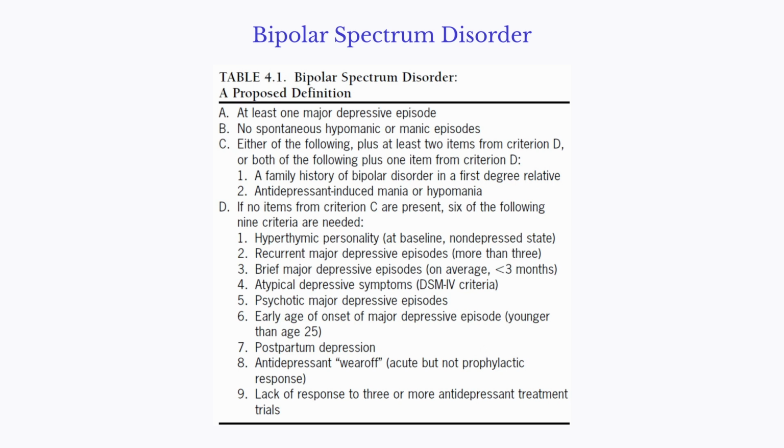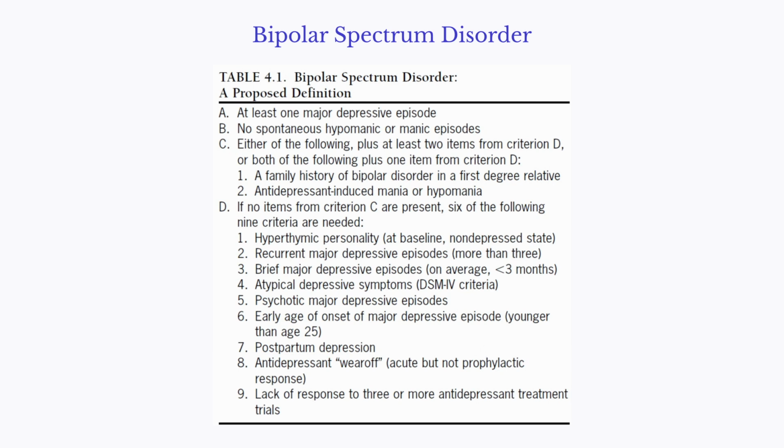So Dr. Ghaemi actually gives us a proposed definition with criteria of bipolar spectrum disorder that can be pretty useful. The criteria is at least one major depressive episode, no spontaneous hypomanic or manic episodes, and then one of the following plus at least 2 of the next set of criteria. So a family history of bipolar in a first-degree relative, or antidepressant-induced mania or hypomania.